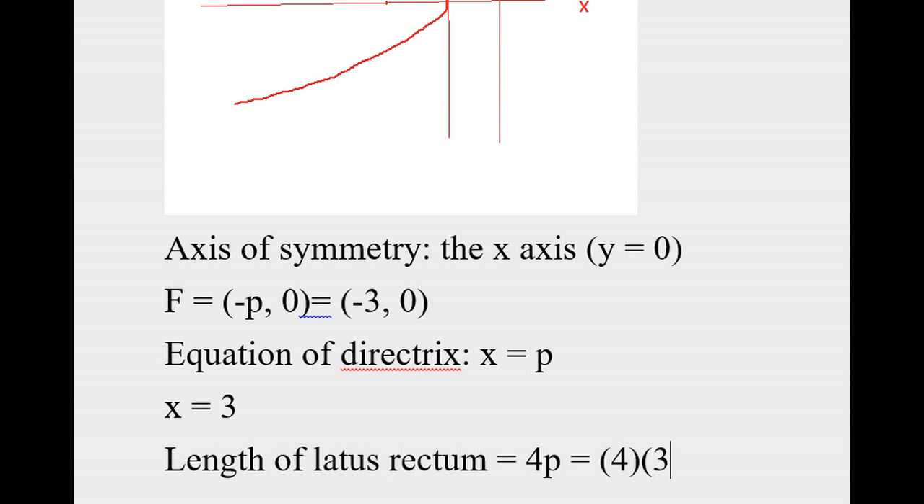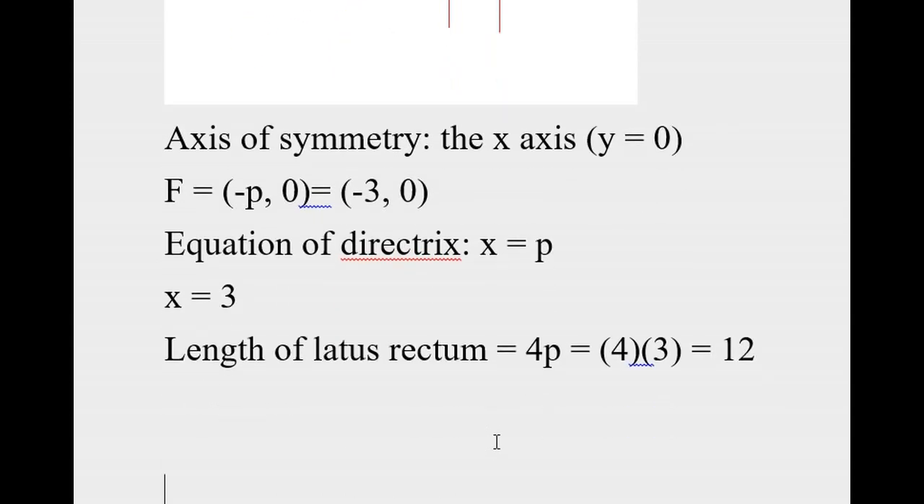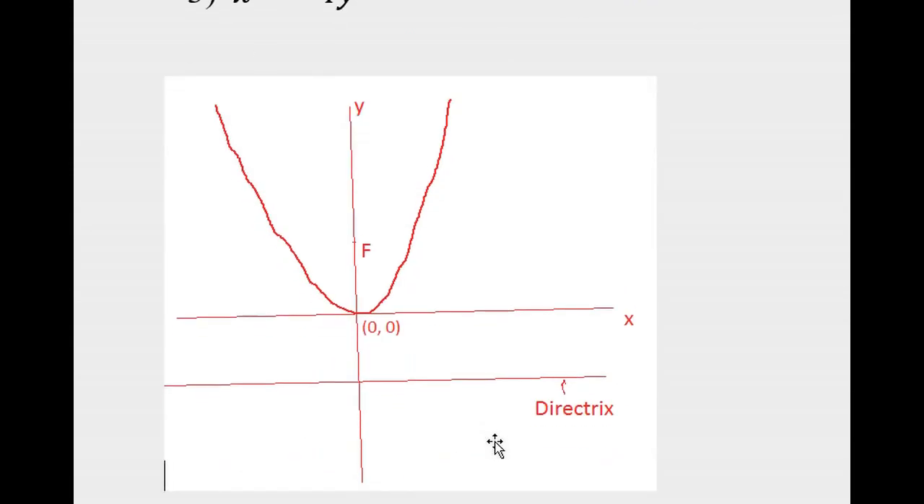Finding the length of the latus rectum is simple. Four times p. The value of p is 3, substitute the value. The length of the latus rectum is 12.